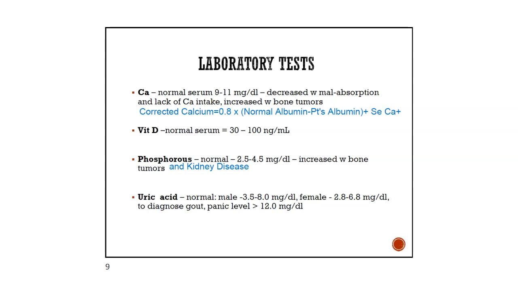Anyway, next would be uric acid. The normal levels for males are 3.5 to 8, and for females, 2.8 to 6.8. This blood work is typically ordered to diagnose gout. An elevated level of uric acid together with gout symptoms such as inflammation of the joints, joint pain, redness, and so on, can indicate gout. A panic level, a level that's really too high, would be when the uric acid level is greater than 12.